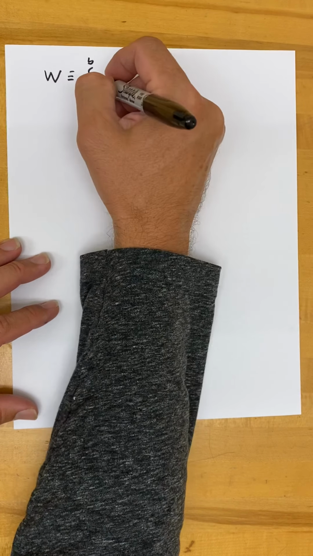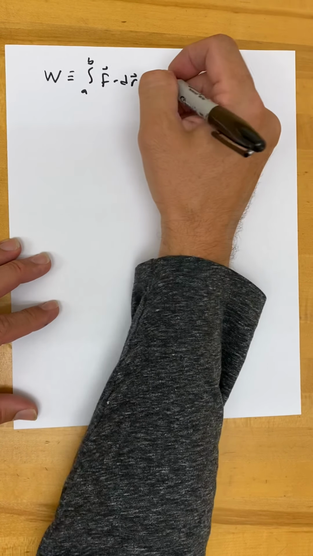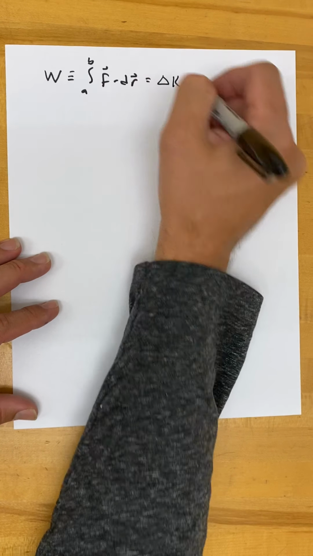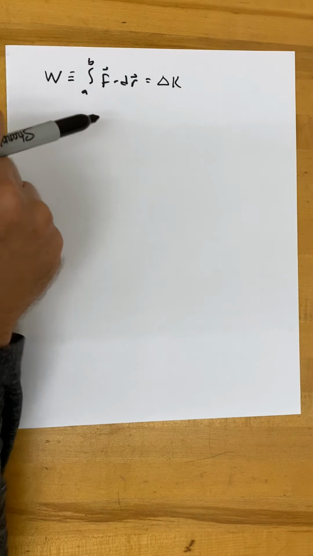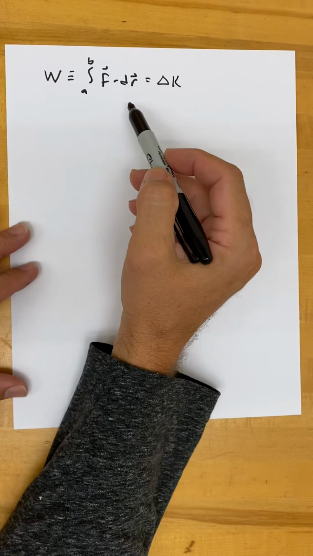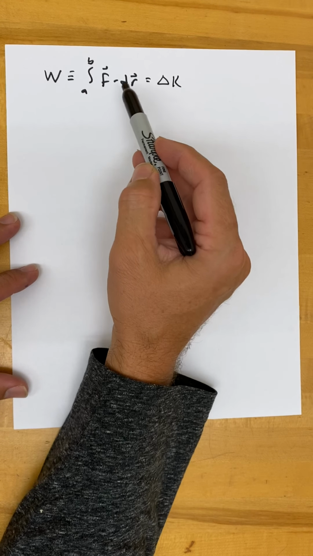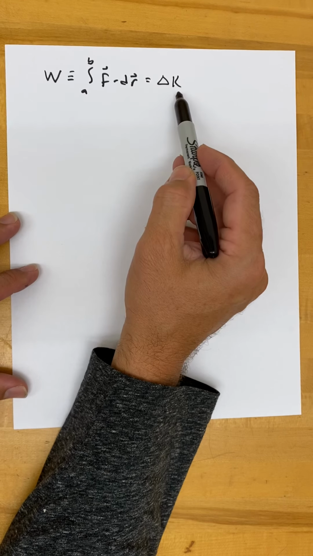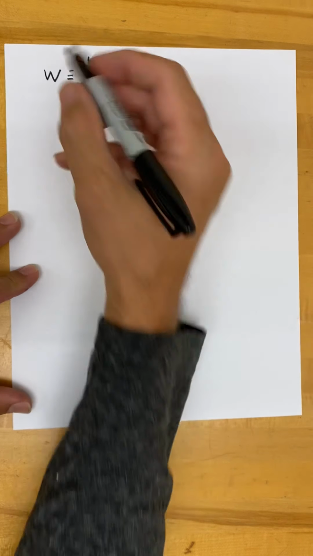Integral from A to B of F dot dr. And then by the work energy theorem, this is equal to the change in kinetic energy. So what we have here are what are called mechanical processes. Undergoing a displacement is a process. Changing your kinetic energy, which in this case means changing your speed, is a process.